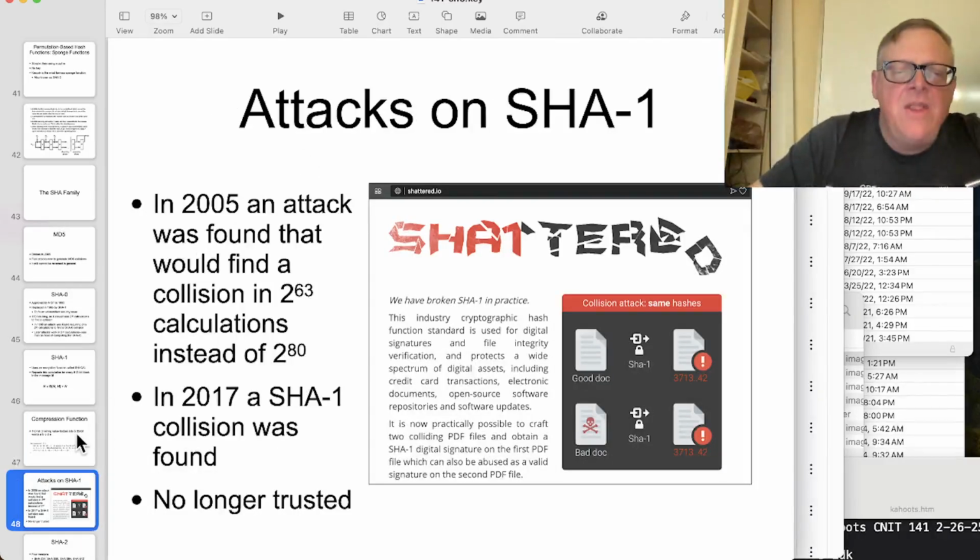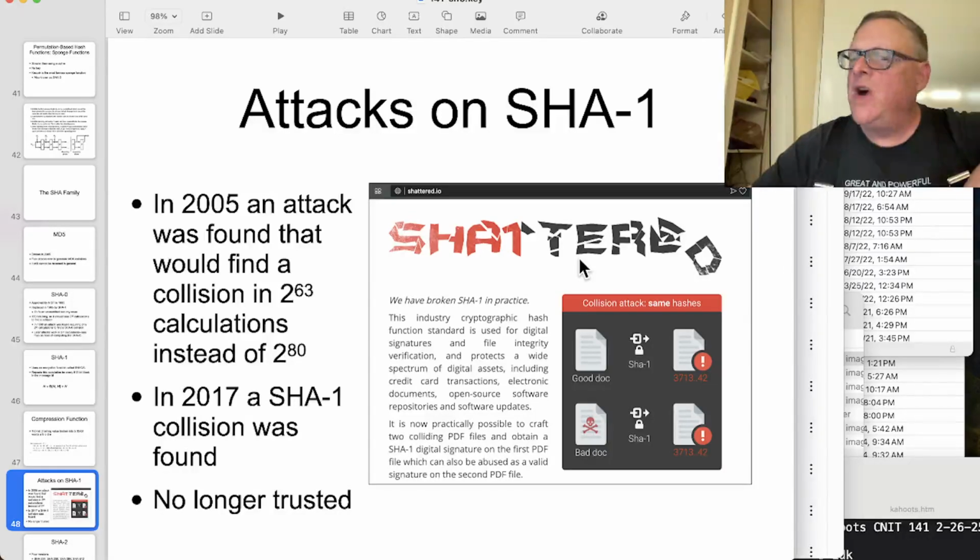And so, anyway, there are a bunch of attacks. In 2005, they found an attack that would find a collision in 2 to the 63 calculations, and Google published this page called Shattered. They made two PDF files that looked different but hashed to the same SHA-1. So that's a collision that's been found.